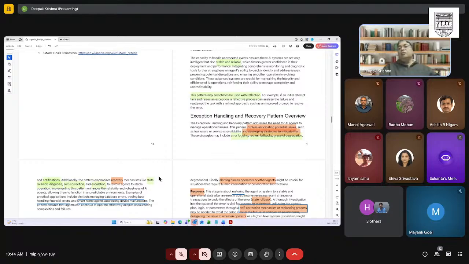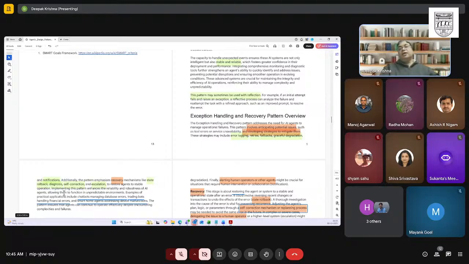So recovery and the handling of those exceptions are the two major things this chapter is focusing on. Now practical applications: suppose we have a chatbot, right? And the chatbot is talking to our system, which is getting the data from the database. Suppose that database connection has some issue, right? How can I handle those exception errors with respect to the databases?